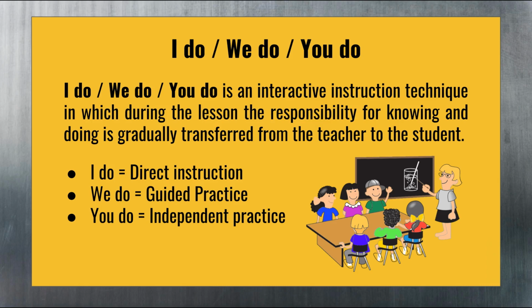I do, we do, you do, sometimes referred to as gradual release of responsibility, is an interactive instruction technique in which during the lesson the responsibility for knowing and doing is gradually transferred from the teacher to the student. The process starts with direct instruction of a new task called I do. This is followed by guided practice, we do, and finally completed with independent practice, you do. This creates a high level of student engagement throughout the lesson and helps to ensure the student's ability to master the task.